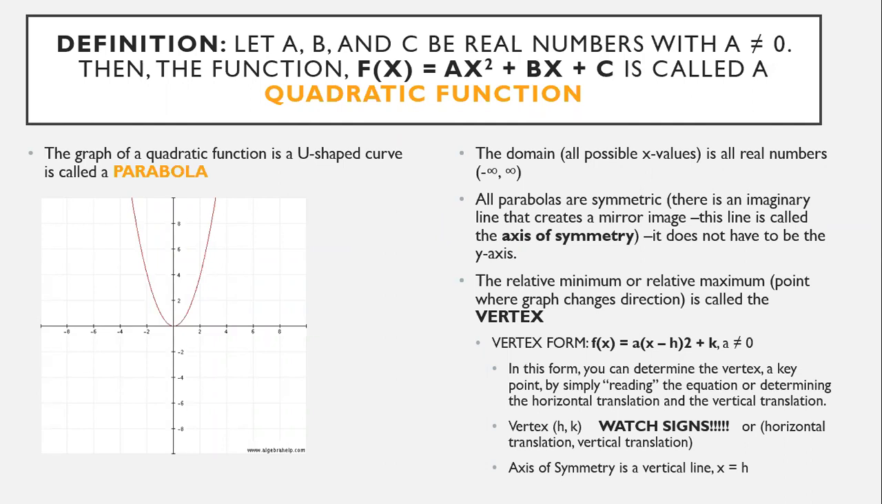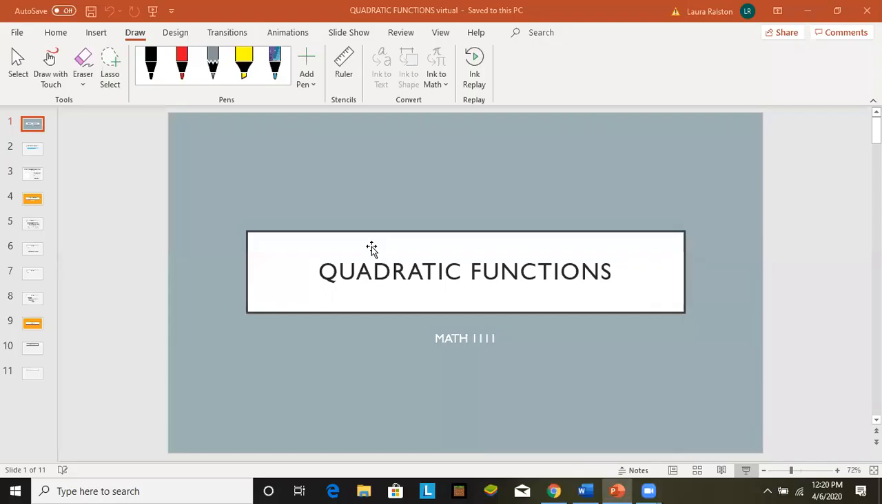So the formal definition says let A, B, and C be real numbers with A not equal to 0. Now, to be a real number means that it can be any number you can think of that's on the number line. It can be positive, it can be negative, it can be a fraction, it can be a decimal. Okay, and it says then the function f of x equals ax squared plus bx plus c is called a quadratic function.